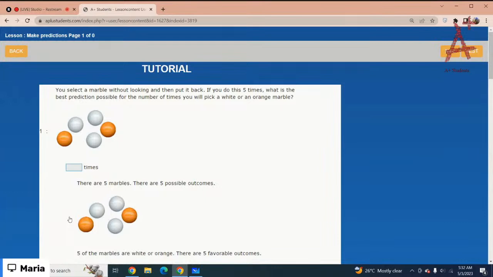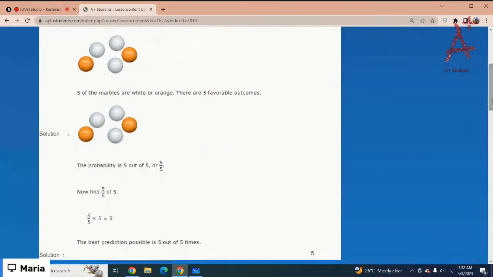You select a marble without looking and then put it back. If you do this 5 times, what is the best prediction possible for the number of times you will pick a white or orange marble? So the total marbles are 5. Got it? And all of the 5 are orange or white. And you did it 5 times. The probability of getting either orange or white is 5 by 5, that means it is 1. You did this 5 times, so that means the best prediction possible is 5 out of 5. Because you need to select from these 5 marbles, you don't have any other color, white or orange. So it would be 5 over 5.